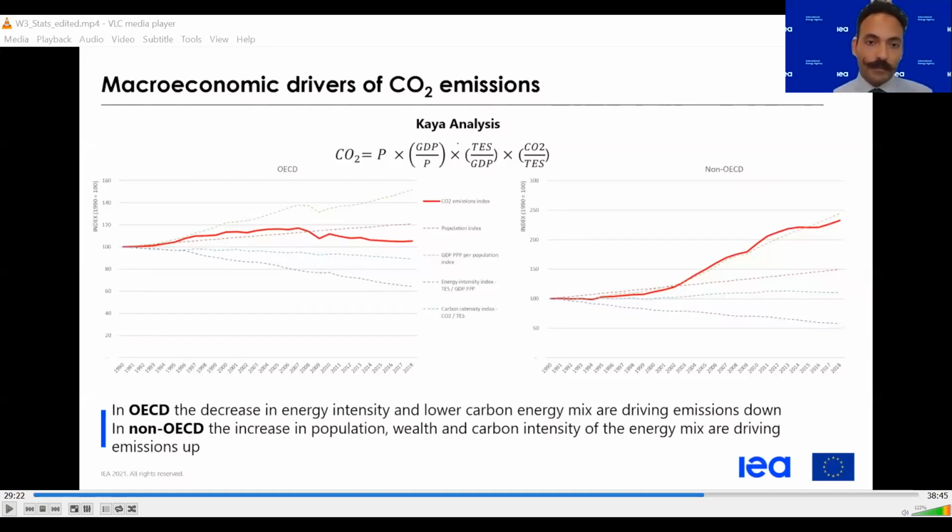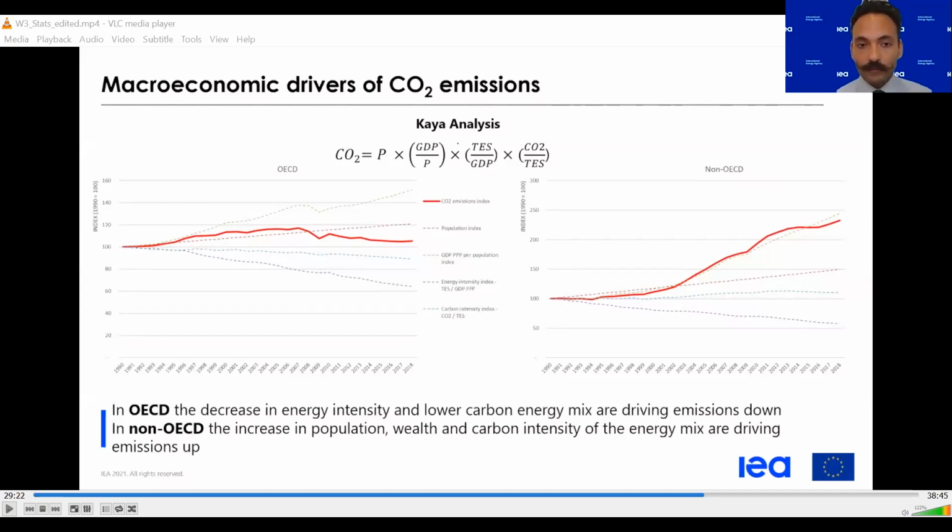So this formula on the top is called the Kaya identity. This essentially helps us to disaggregate the CO2 emissions into 4 major macroeconomic factors which drive it. P is the population. GDP over P is essentially your economic growth, so it's the amount of gross domestic product per population. TES over GDP is the energy intensity of the economy, which is total energy supply per unit of GDP. And CO2 over TES is the carbon intensity of the energy supply mix. If you multiply these together, you get the total CO2 emission figure, which was decomposed into these 4 major macroeconomic factors.